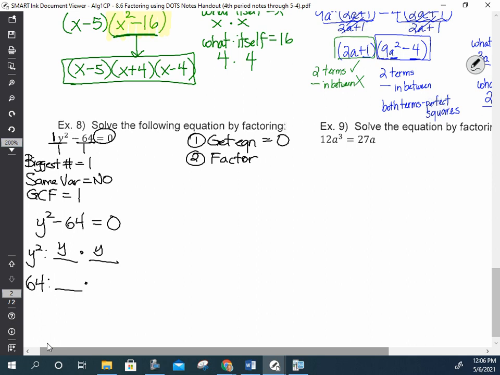64. Is there anything times itself that will give you 64? 8 times 8. 8 times 8 is 64. So that means when we write this out factored, that's y plus 8 and y minus 8. We're still equal to 0.